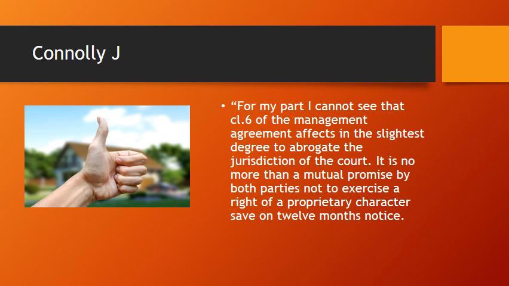The decision of Justice Connolly was the same, but for a slightly different reasoning. For my part, I cannot see that Clause 6 of the Management Agreement affects in the slightest degree to abrogate the jurisdiction of the court. So in other words, Justice Connolly is saying the same thing. This is no more than a mutual promise not to exercise a right, save for a period of notice. So again, the court here is saying, look, there's a difference between us having a period of notice for the sale of a co-owned property and a provision in an agreement which says under no circumstances shall a co-owner apply to the court to sell the property.